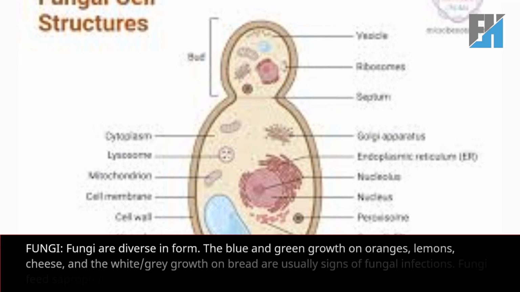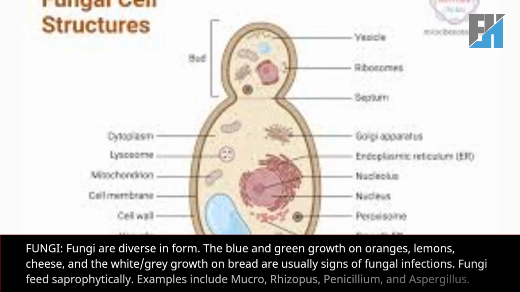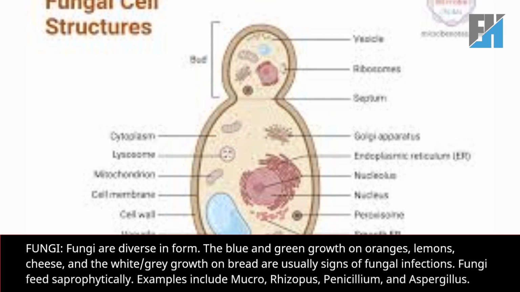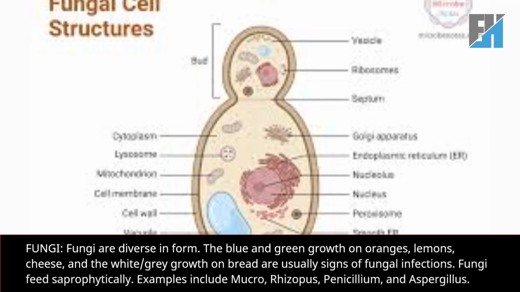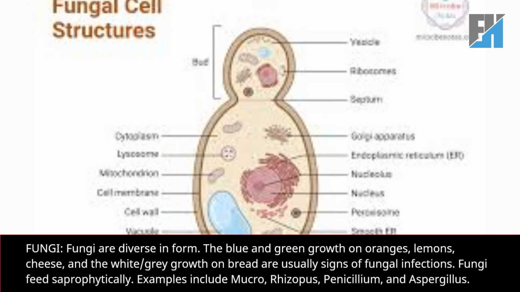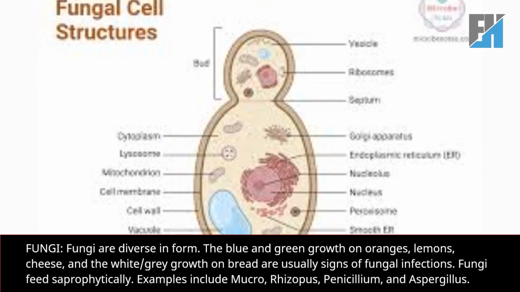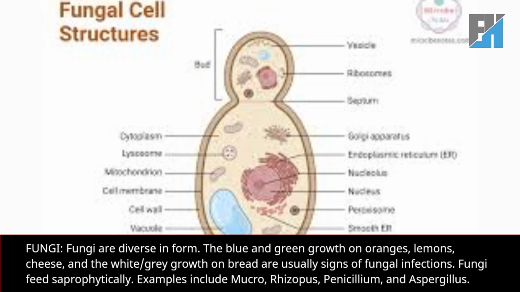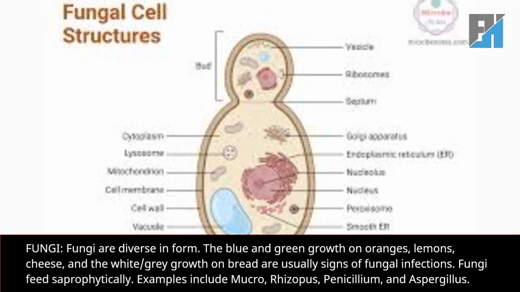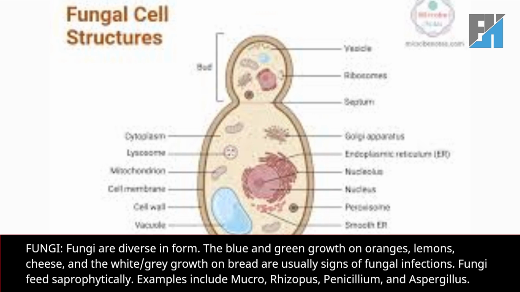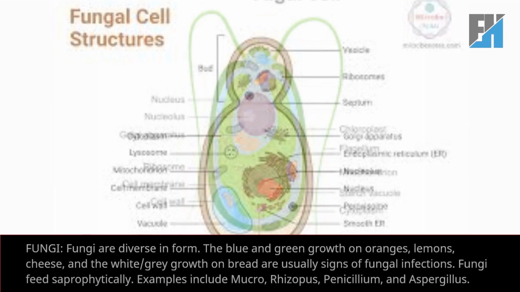Fungi are diverse in form. The blue and green growth on oranges, lemons, cheese, and the white-grey growth on bread are usually signs of fungal infections. Fungi feed saprophytically. Examples include mucor, rhizopus, penicillium, and aspergillus.